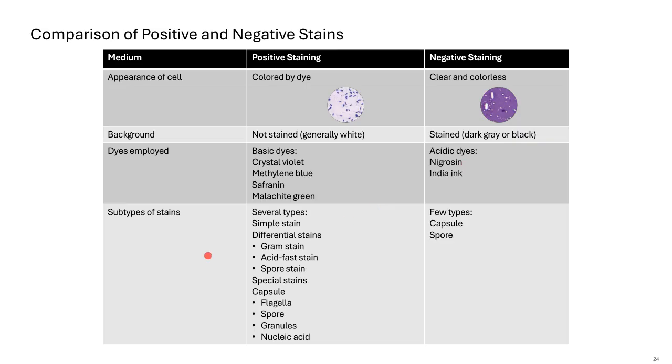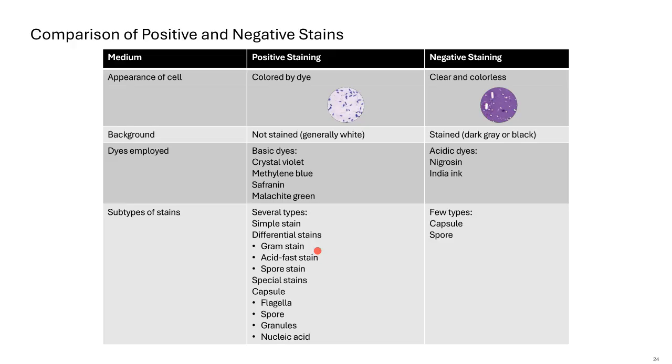So subtypes of stains, you can have very specific stains. You will get to do many of these in the virtual labs. Differential stains, gram stains that help us determine gram positive from gram negative bacteria. Acid fast staining, which helps us determine acid fast bacteria.